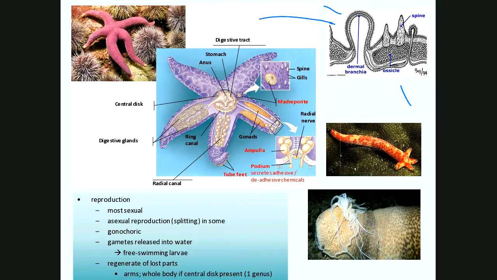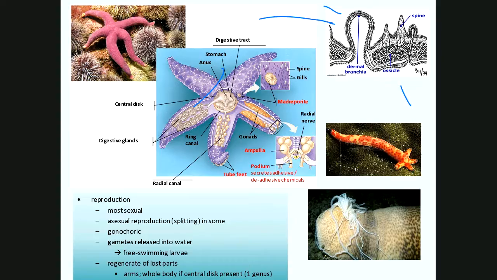Reproduction is mostly sexual. Asexual does occur. They can split. Usually males and females. Gametes are released into the water with free-living, free-swimming larvae. Now, regeneration of lost parts. If you cut the arm off of a sea star, that sea star can regenerate that arm.